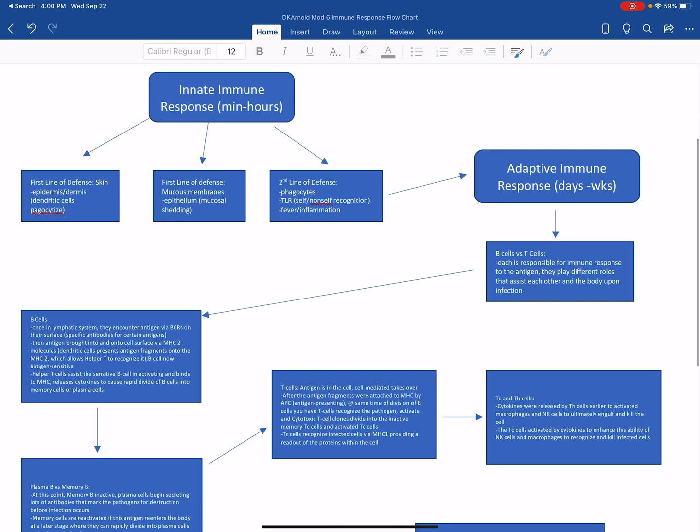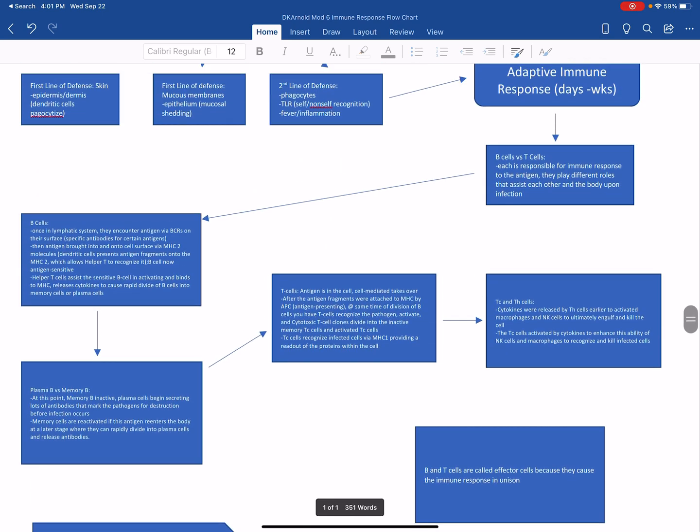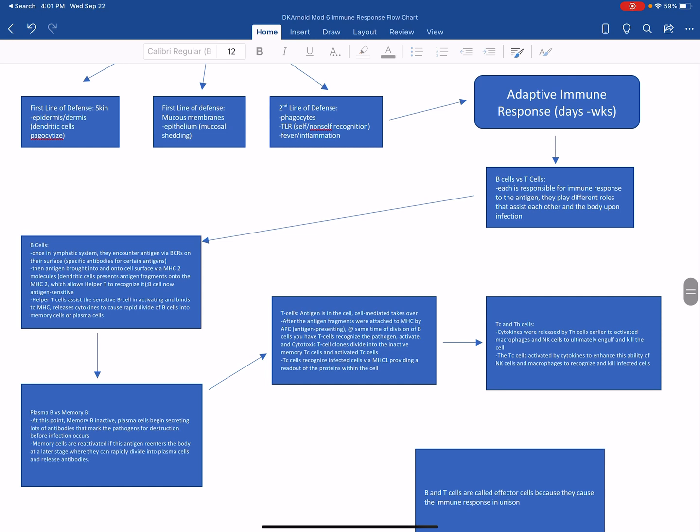Now, if that antigen gets past the innate immune response and enters our body, then you have the adaptive immune response. This whole adaptive immune response can happen over days to weeks. Within it, you have B cells and T cells working together to create this immune response. They are called effector cells, because in unison they cause this entire immune response.